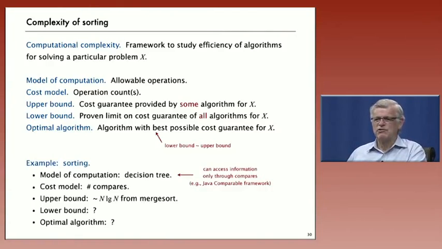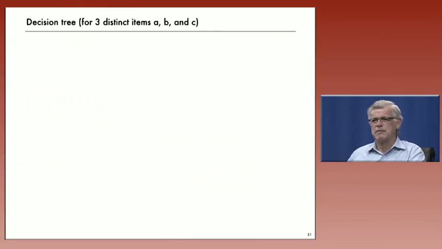The model of computation is what's called a decision tree. What that means is that all we can use is compares. That's the only way we can access the data. So our cost model is the number of compares. Merge sort provides an upper bound. That's an algorithm that's guaranteed to get the sort done in time proportional to n log n. And what we'll look at now is the lower bound. There's a trivial lower bound which says you have to look at all the data. That's n. And we'll look at a better lower bound and see that merge sort is optimal.